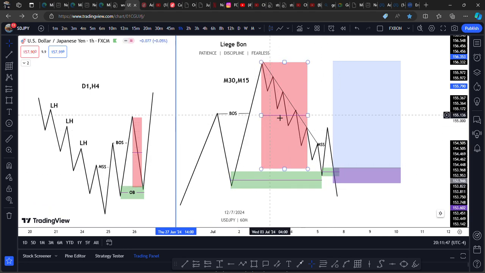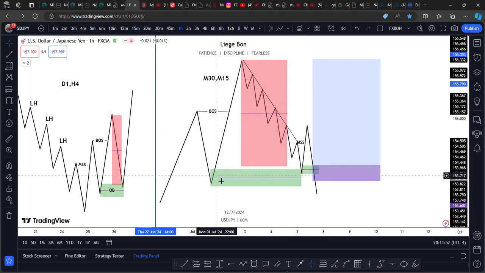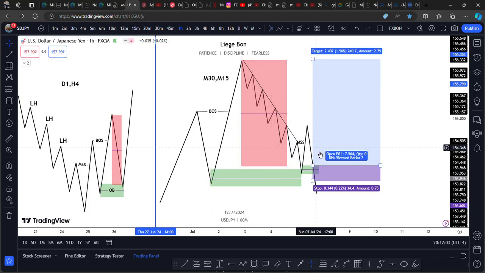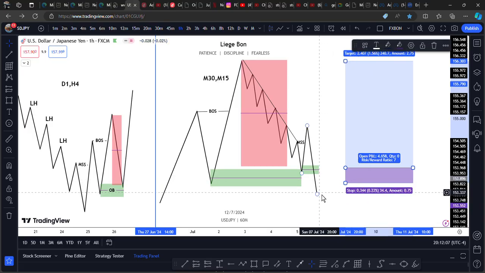So what do we do in place of this? When price comes into this demand on the higher time frame, mind you, we're trying to buy from somewhere here and get it to this point. So when price comes into this demand and we get a market shift, first thing we want to do is allow the market to confirm if it's actually going to buy. How do we do that?